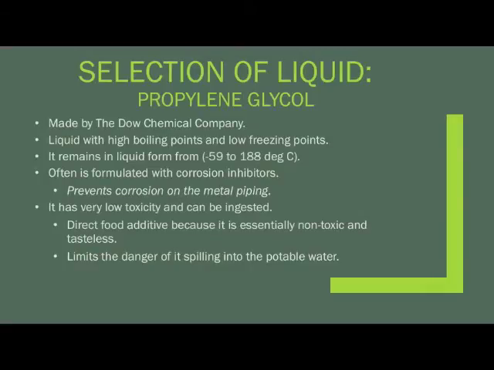One of the first parameters was the selection of the liquid. We chose propylene glycol that is made by Dow Chemical because it has a high boiling point and a low freezing point. It remains in liquid form from negative 59 degrees Celsius to 188 degrees Celsius. It is often formulated with corrosion inhibitors, and it has a very low toxicity, which limits the danger of it spilling into the potable water.